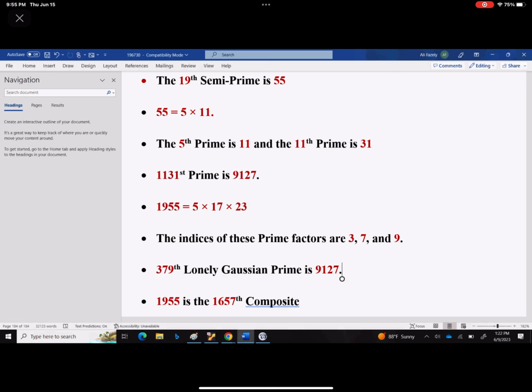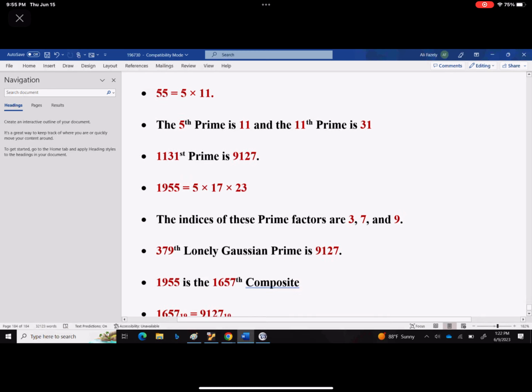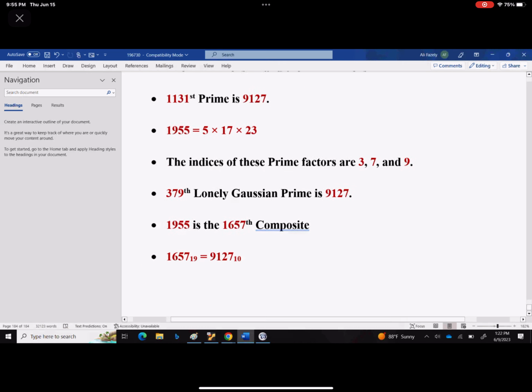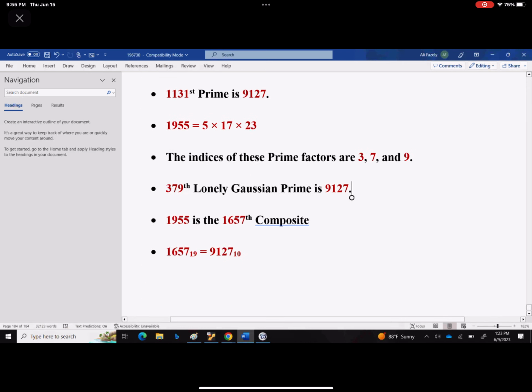We all care about this 1955. If you take 19 and 55, the 19th semi-prime is 55. 1955 is equal to 5 times 17 times 23. We've known about this for a long time. The indices of these prime factors are 3, 7, and 9. 5 is the 3rd prime, 17 is the 7th prime, 23 is the 9th prime. The 379th lonely Gaussian prime is 9127.